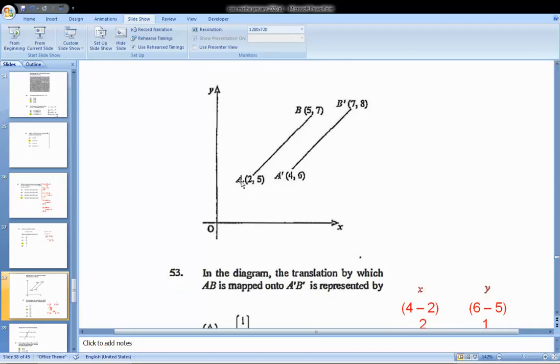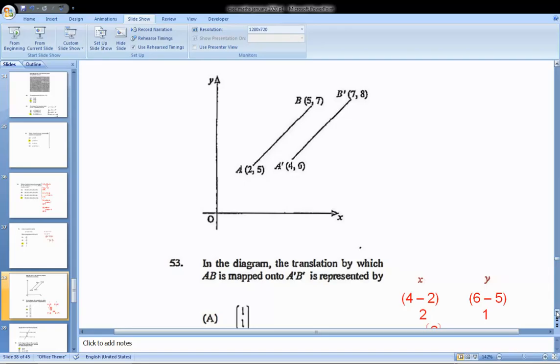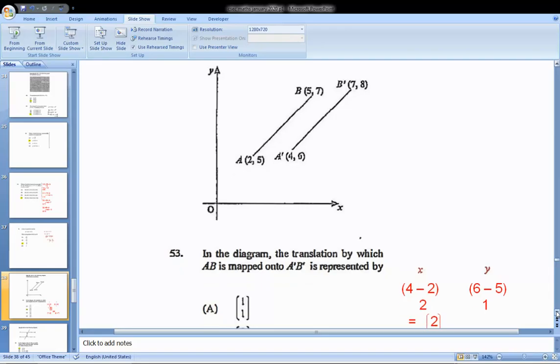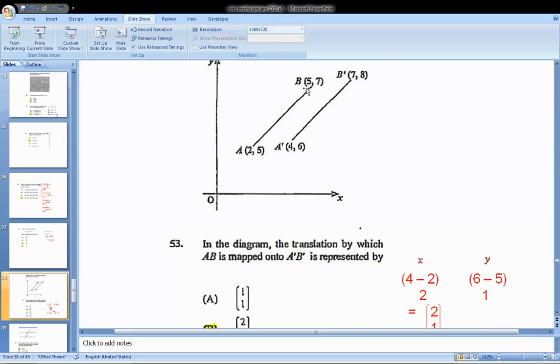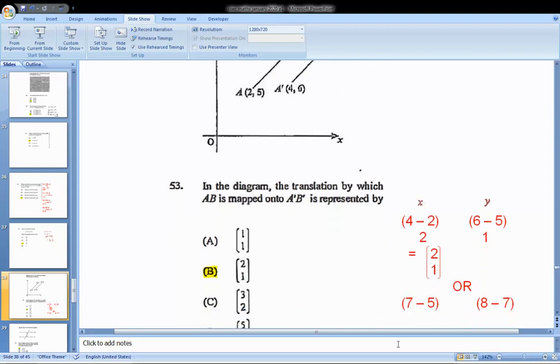So we simply subtract our two values. 4 subtract 2 and then 6 subtract 5. When we deduct those, 4 minus 2, we're left with 2, and 6 minus 5, we're left with 1. So the translation is represented by 2, 1, which would be B. Or you could have simply used the other values at the top here, 7 subtract 5 or 8 subtract 7. You would have gotten the same result. So B would be our answer.